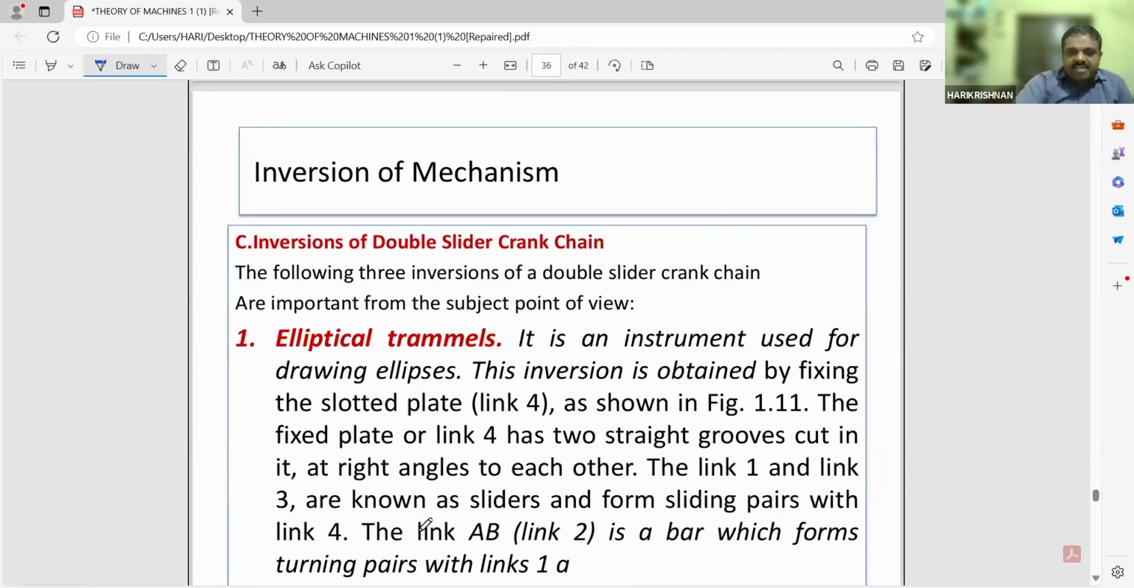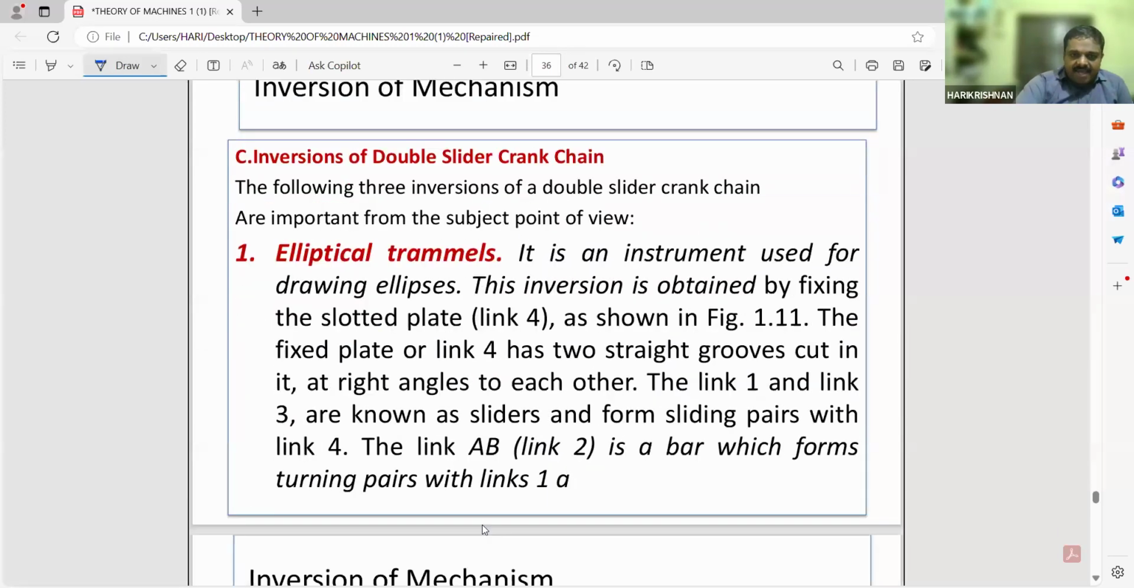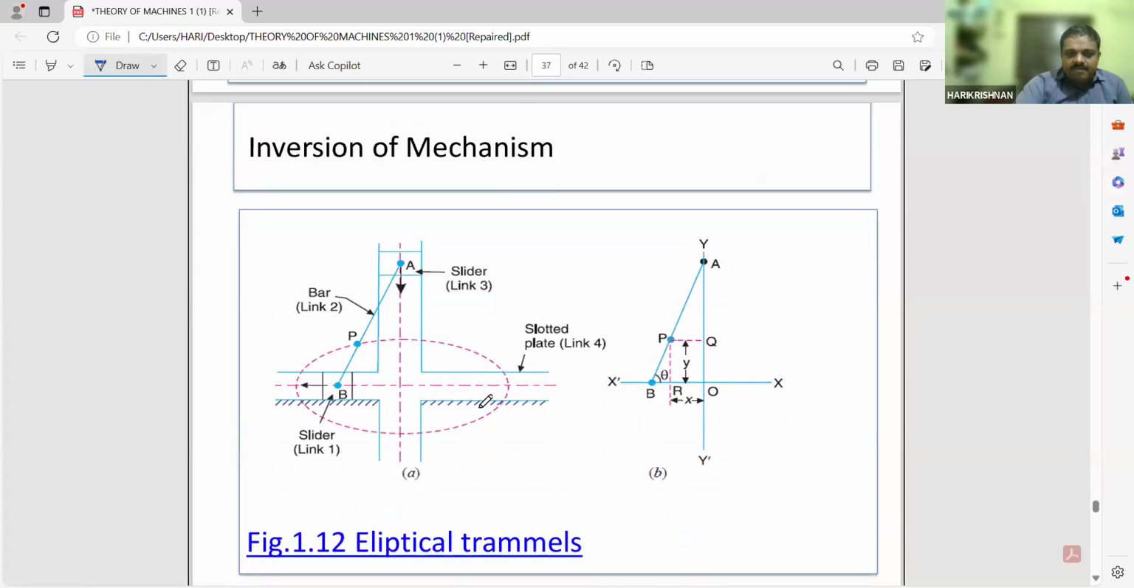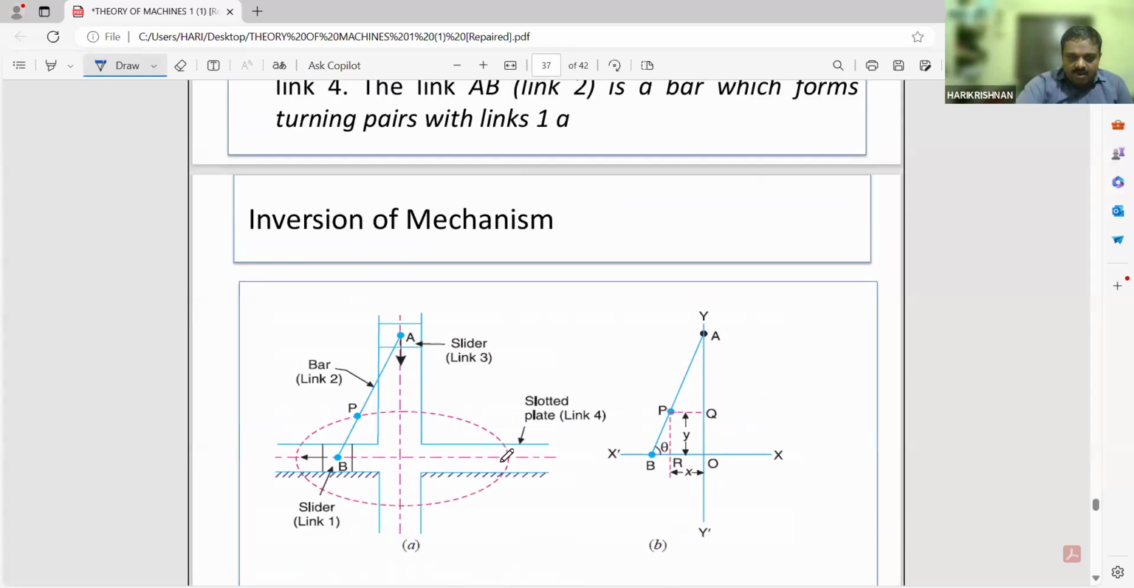Next are the inversions of the double slider crank mechanism. In that, the first inversion you are going to study is the elliptical trammel. It is an instrument used for drawing an ellipse. Here there is a slotted bar over here. We will be fixing this slotted plate.